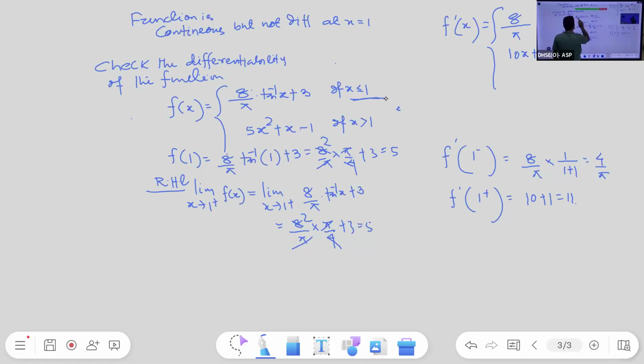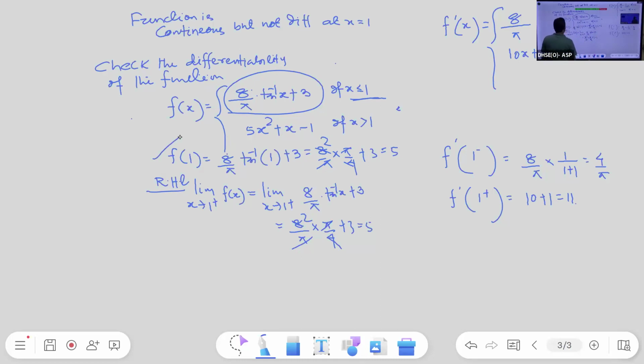So directly put x is equal to 1 in this function. If you substitute x is equal to 1, that will give you the value 8 by pi tan inverse 1 plus 3. The value of tan inverse 1 is pi by 4. 8 by pi into pi by 4 plus 3. Pi cancels, 4 into 8 is 2, 2 plus 3 is 5. I think it is clear.